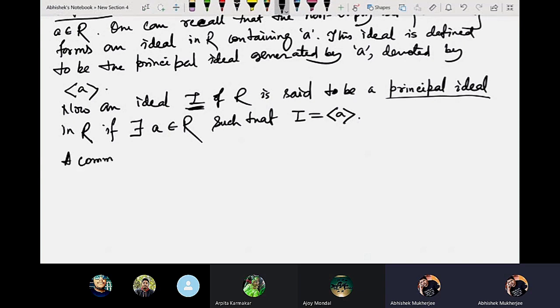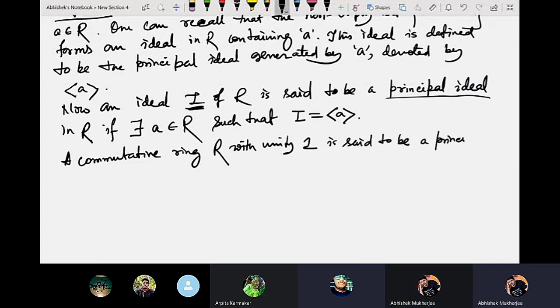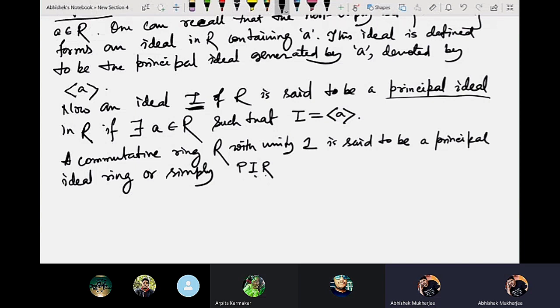Now, a commutative ring R with unity 1 is said to be a principal ideal ring, or simply in the abbreviated form PIR, that is, principal ideal ring, if every ideal of R is a principal ideal.